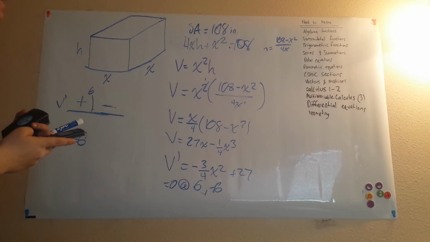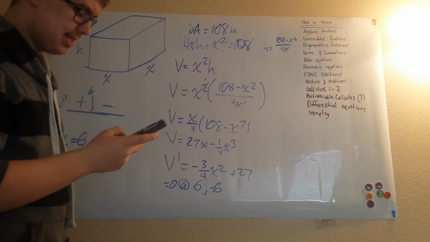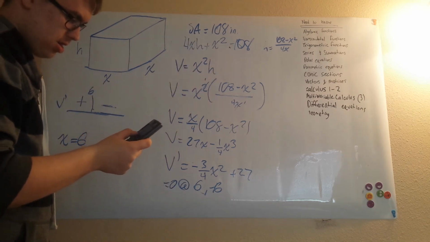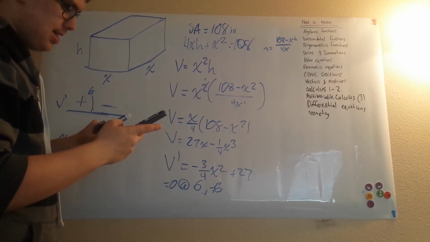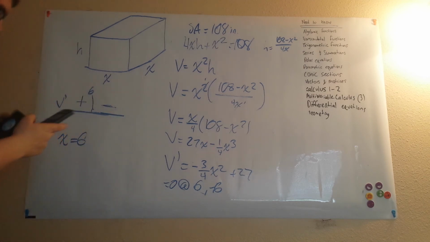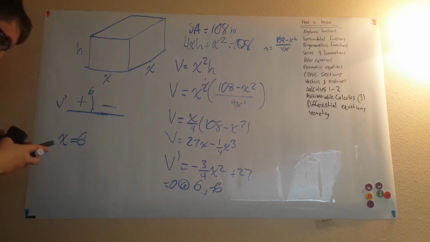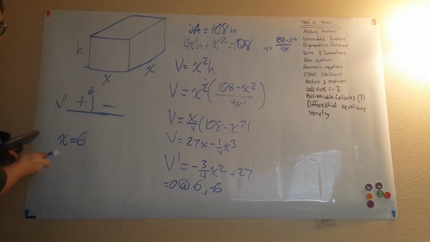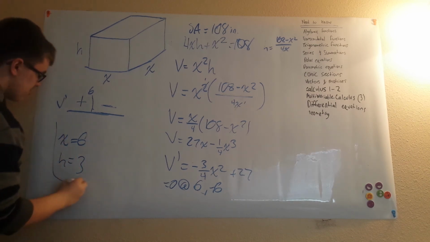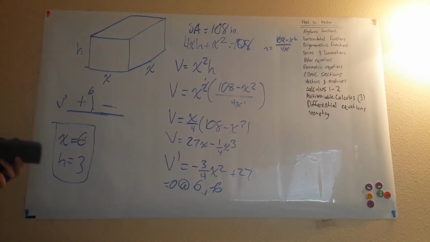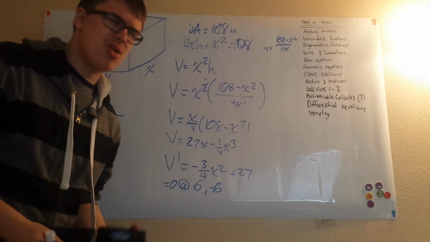And if we plug in to find h, that's going to be 108 minus 6 squared, and then divide that by 4 times 6. Sorry, divide that by 24. And h has to be 3 to maximize our volume. So here are the dimensions we have to have in order to maximize the volume. And that's what maximizing and minimizing problems have to do.